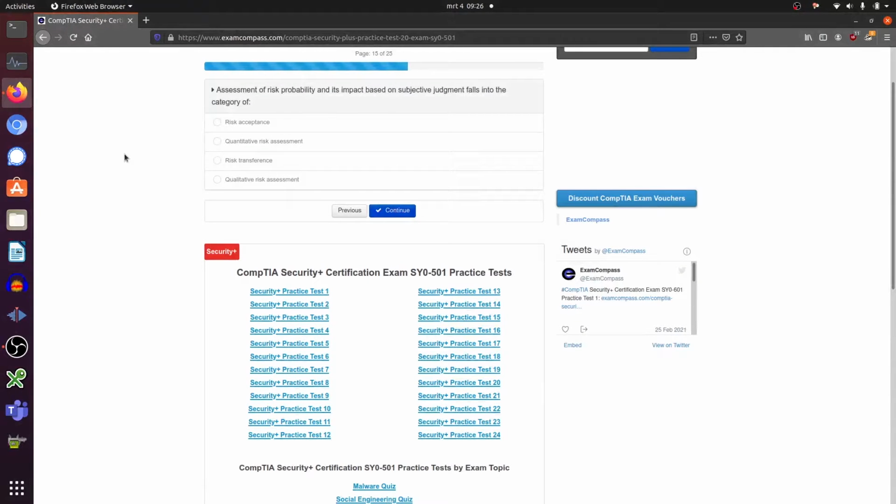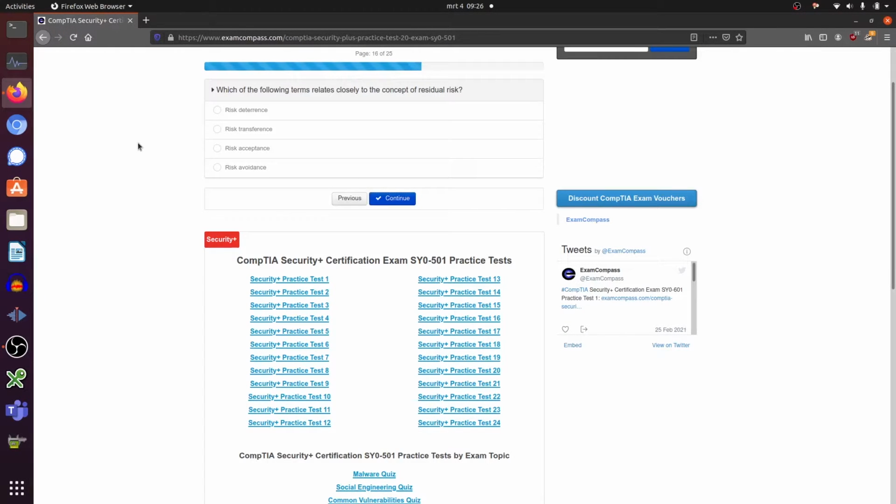Assessment of risk probability and its impact based on subjective judgment falls into the category of qualitative risk assessment. Qualitative. What's this? Quantitative. No, qualitative. The other one was, yeah, this one.